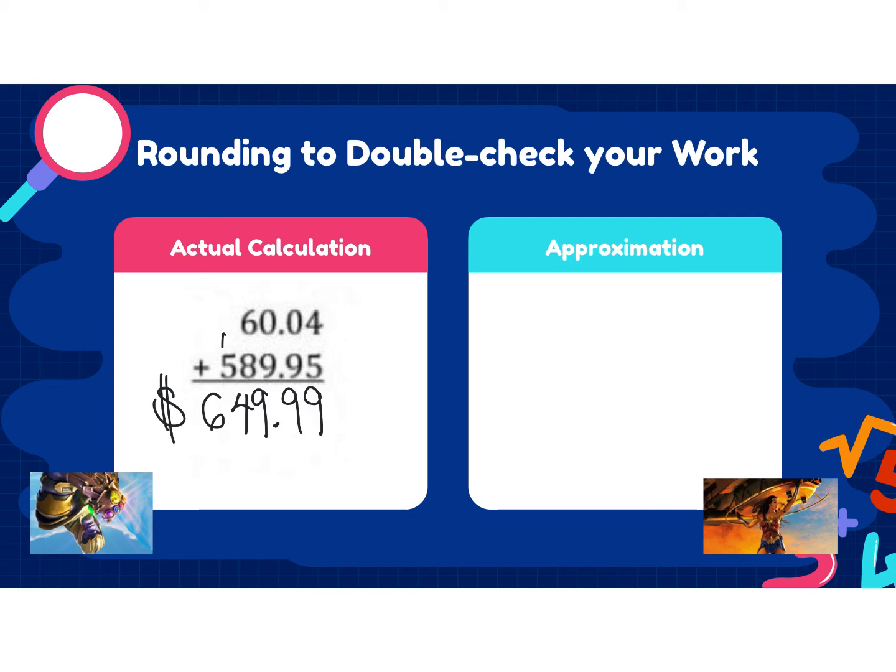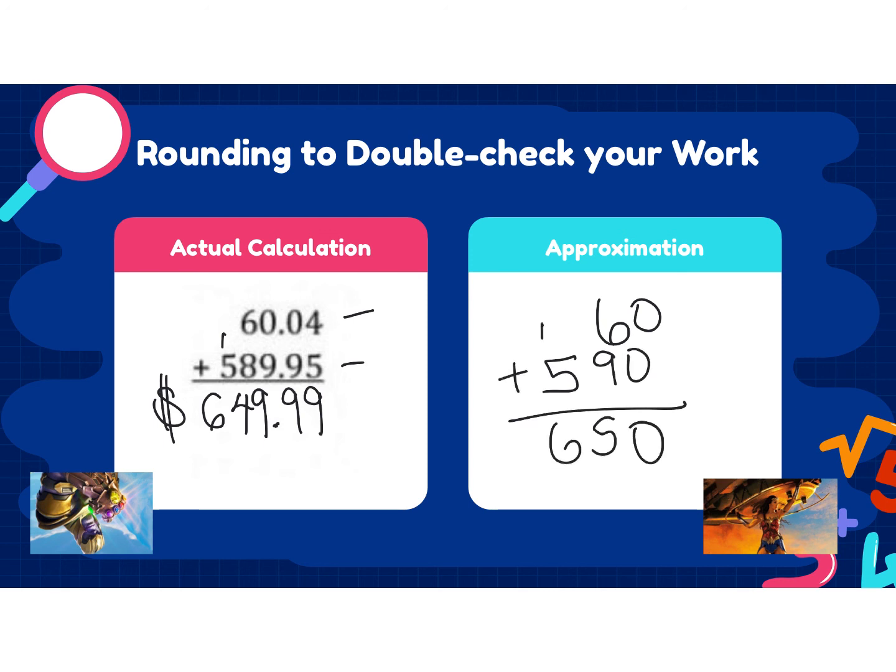Well, if you round all of these to the nearest unit, you can see if your answer is approximately correct. So let's say, 60.04. I know that rounds down to 60. If I'm rounding 589 to the nearest unit, this number rounds up to 590. I add all of these together. My answer when I approximate is $650. When I did the actual math, my answer was $649.99. So these numbers are very close to one another. So chances are my answer is correct.